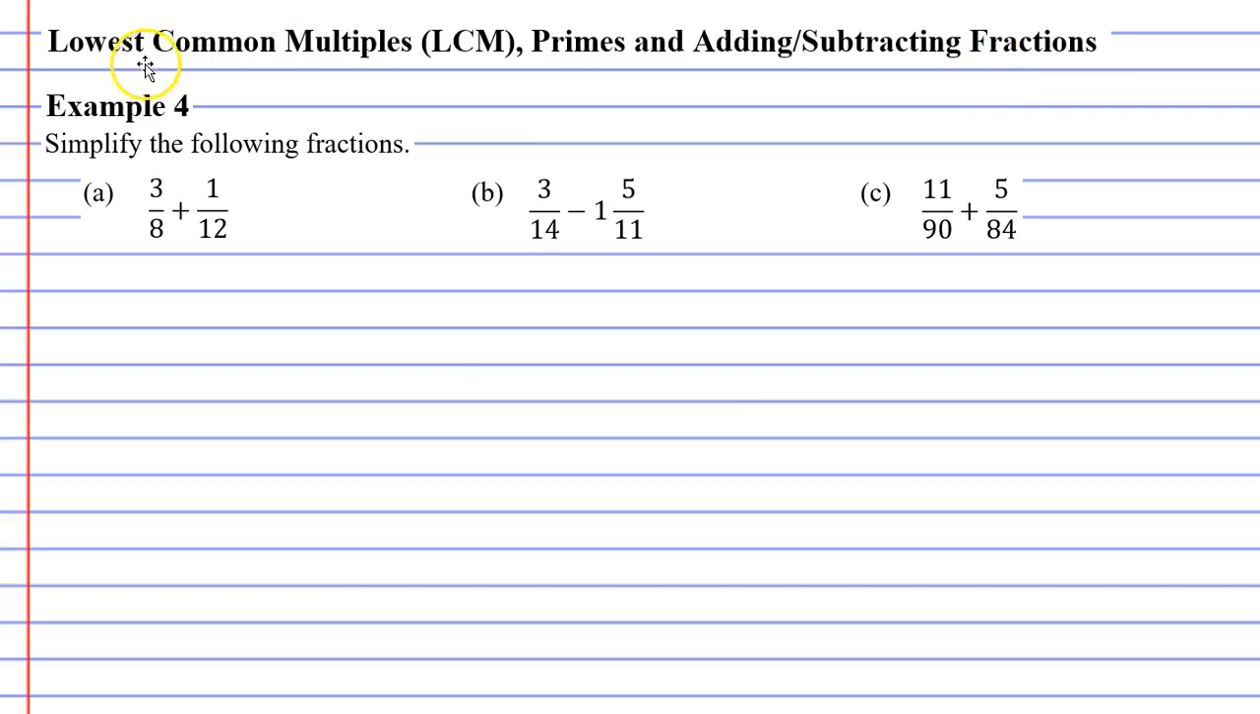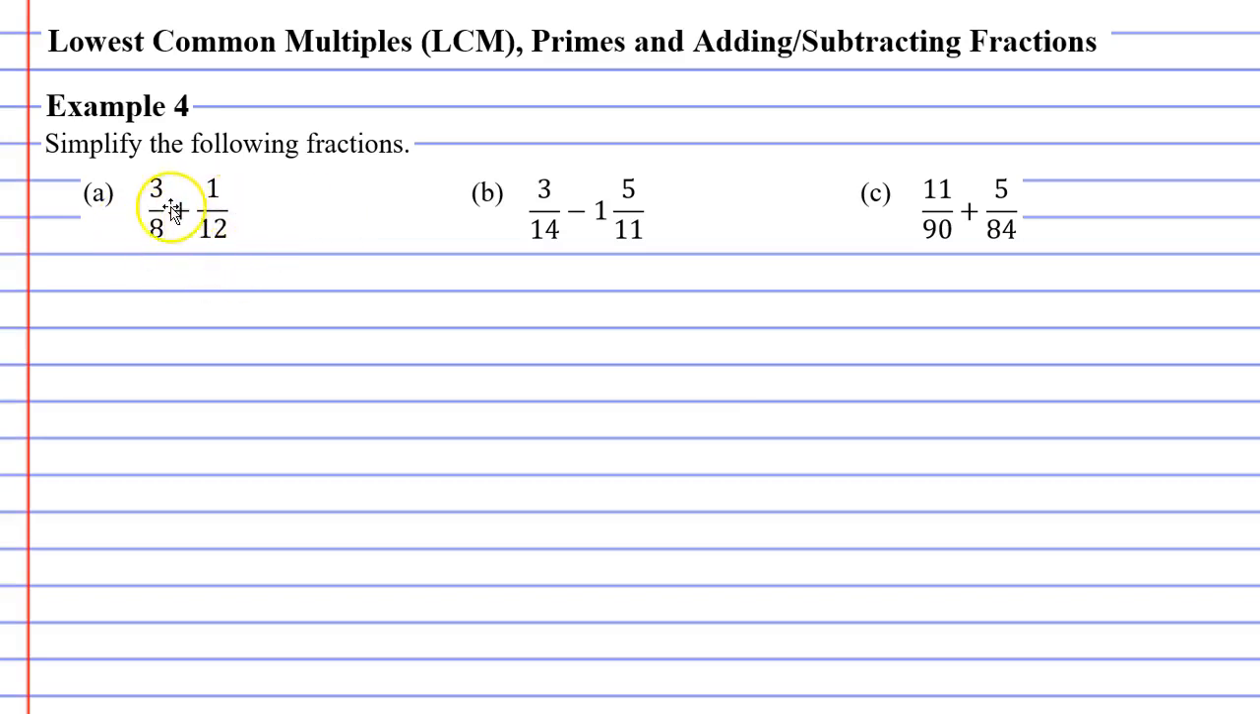What I'm going to do is relate addition and subtraction of fractions to lowest common multiples, and I'm going to show you how to find your lowest common multiples using your prime factors. So we'll get right into question A. Here we have 3 over 8 plus 1 over 12. In order to add these fractions, we need to make the denominators the same first.